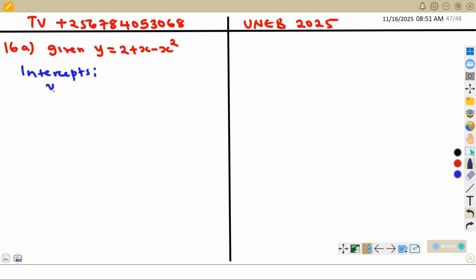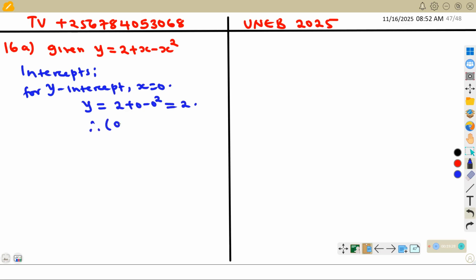So we shall consider for y-intercept. And we know for y-intercept, x is equal to 0. So it means our y will be same as 2 plus 0 minus 0 squared, which is 2, giving us the point which is 0 and 2. And next we look at for x-intercept. This is where y is equal to 0.